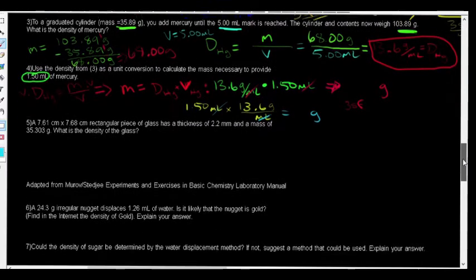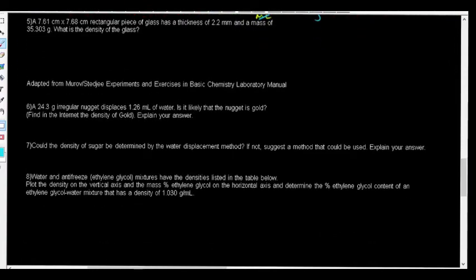All right. So if you've come to the SI sessions, we've done a warm-up problem like this, and here it comes again. So we have a rectangular piece of glass that has a thickness of this, and it's 7.61 centimeters by 7.68 centimeters. So you're given everything you need right there to solve for the volume, because you know the volume of a rectangle is going to be length times width times height.